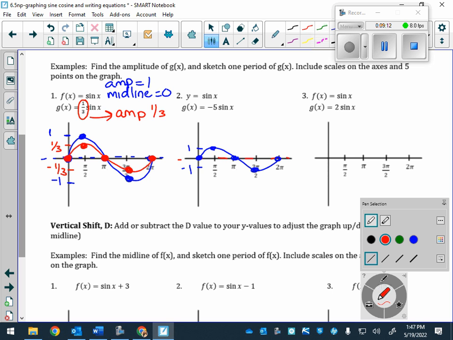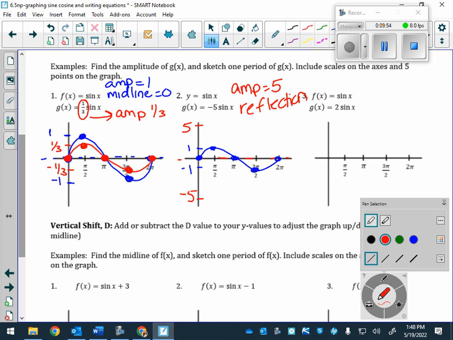For our new function, -5 sine of x, what is our amplitude? Careful. 5. The amplitude is always positive. What does the negative mean, though? Reflection. Good. Excellent. Since our amplitude changed to 5, you go from the midline 5 above and 5 below. The midline is still the same at 0.